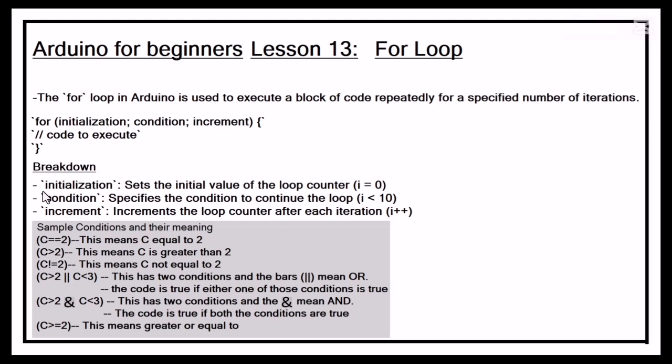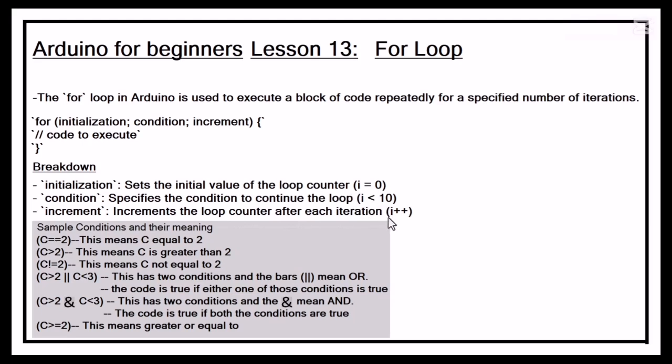Okay, so the breakdown. Initialization sets the initial value for the loop. For example, i equals 0, so we are starting at i equals 0. Condition specifies the condition to continue the loop. So the condition, as long as i is less than 10, this condition will be true as long as i is less than 10. And increment increments the loop counter after each iteration.